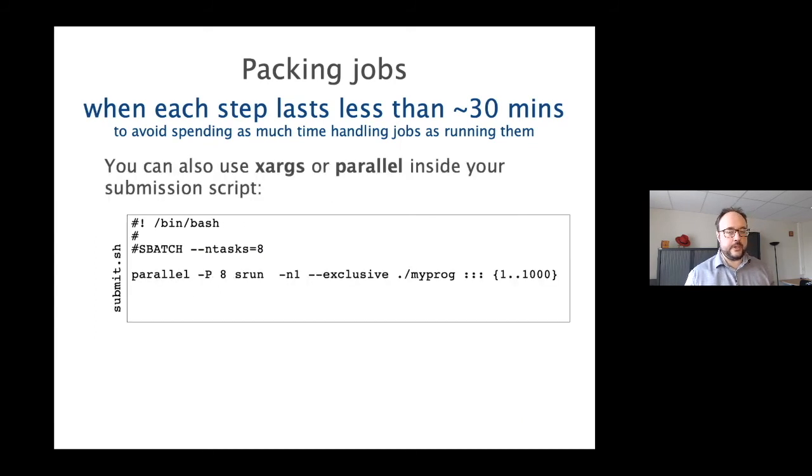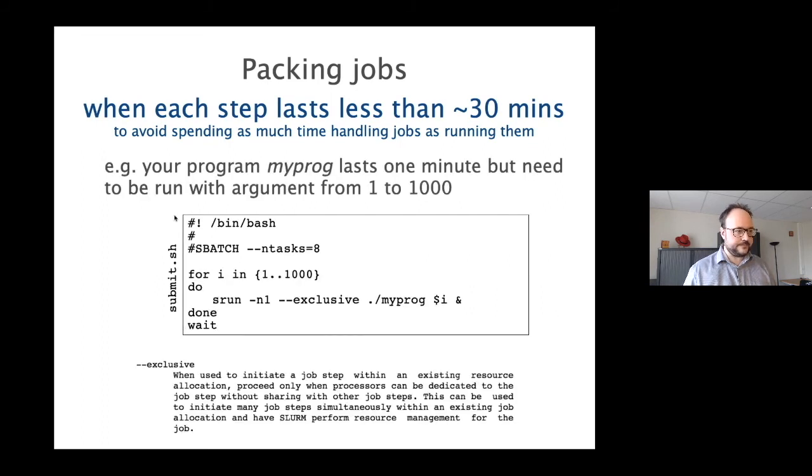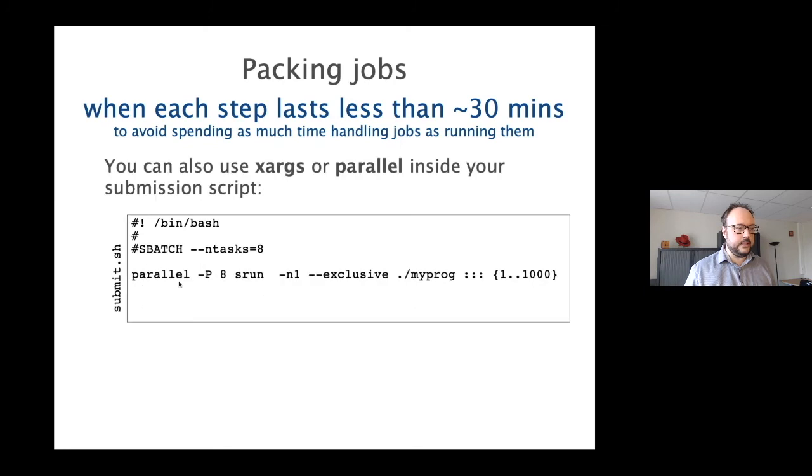Just like you can use parallel to submit multiple jobs, you can use parallel inside your submission script to do micro scheduling, just like you can use xargs. So the examples that you've seen earlier with xargs and parallel outside of the submission script, you can use the same type of constructs inside the submission script. Here, for instance, the loop can be written in one line like this with parallel.